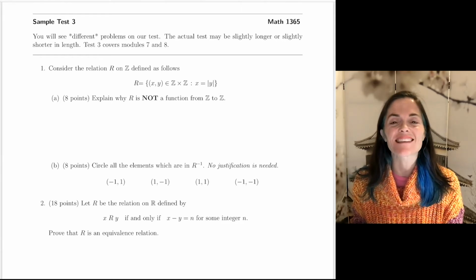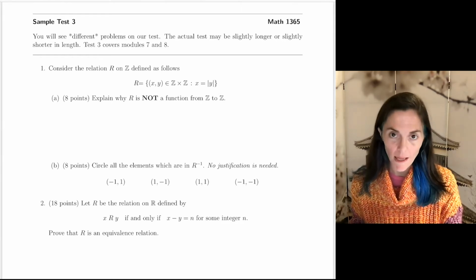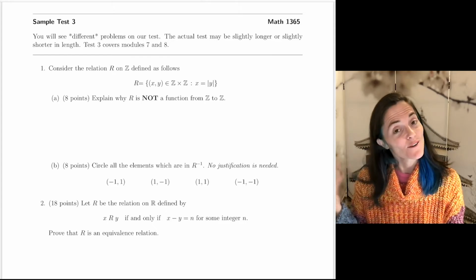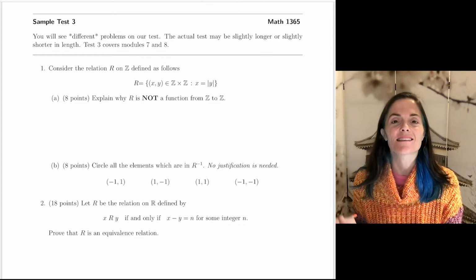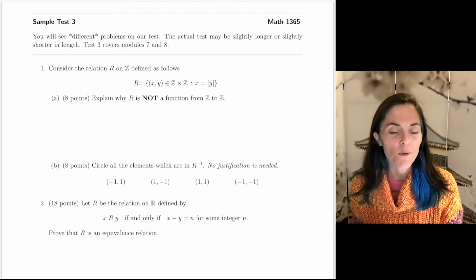Hello, Math 1365, Mathematical Reasoning. This is sample test 3. Sample test 3 covers relations and functions, which is modules 7 and 8. So let's get started with number 1.